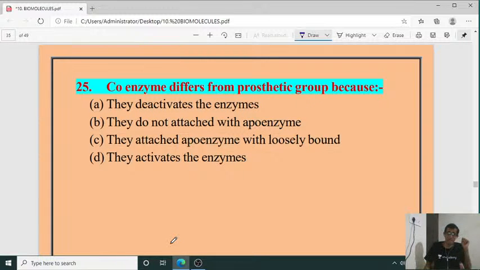Then, coenzyme differs from prosthetic group because of what? Coenzymes do not attach firmly with the apoenzyme. They attach to the apoenzyme loosely bound and they activate the enzyme. So for the 25th, it is C. They attach to the apoenzyme loosely bound. Okay, so because of this reason, coenzyme differs from prosthetic group.